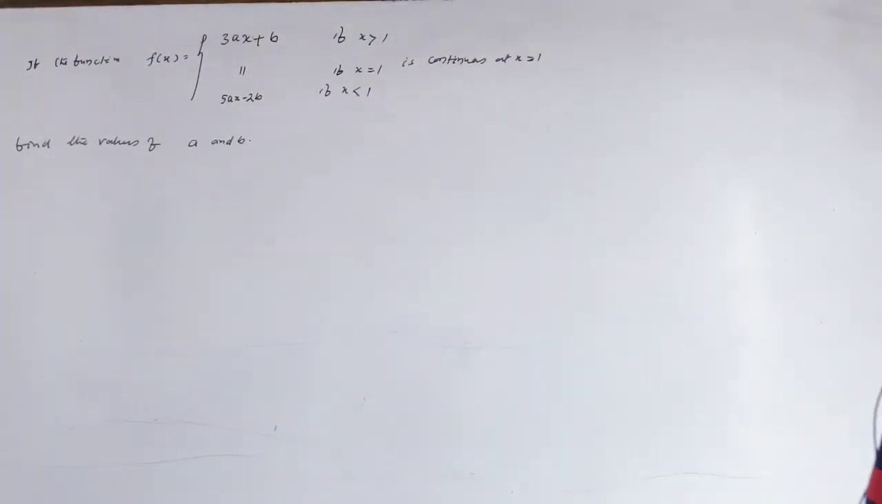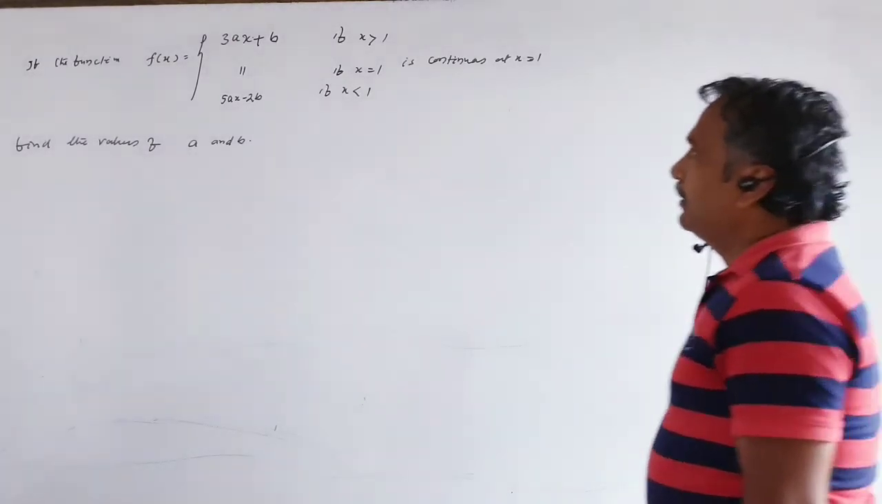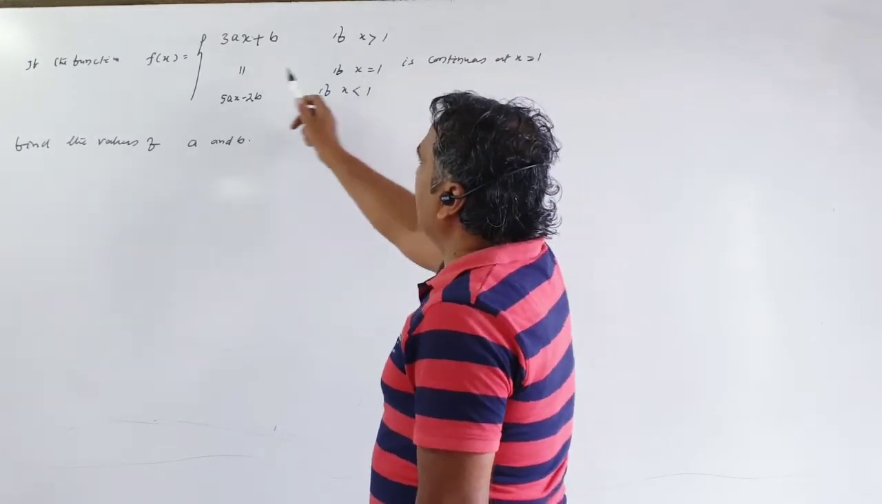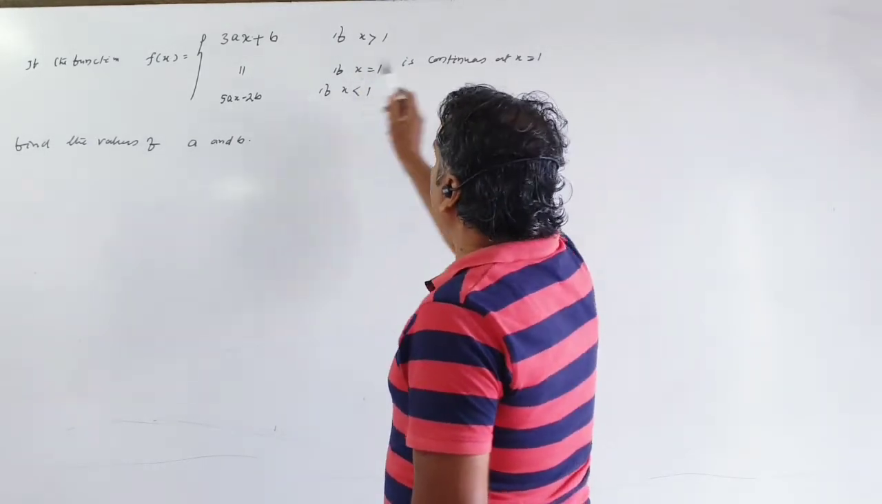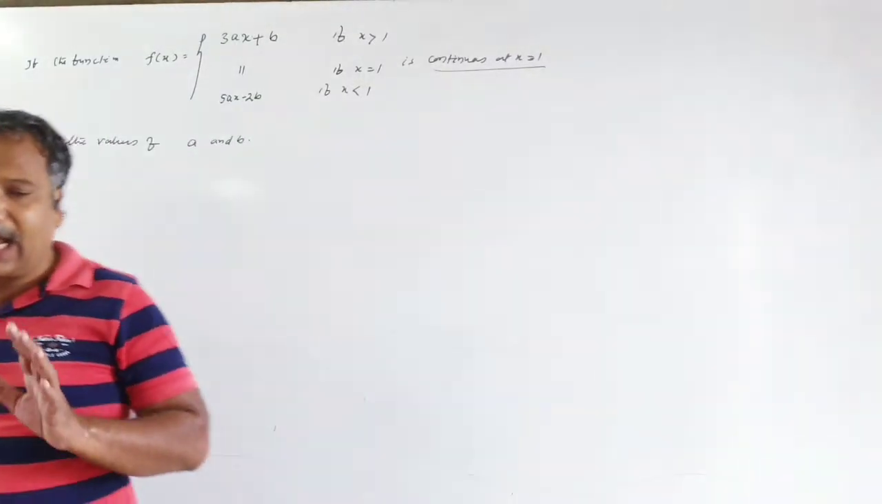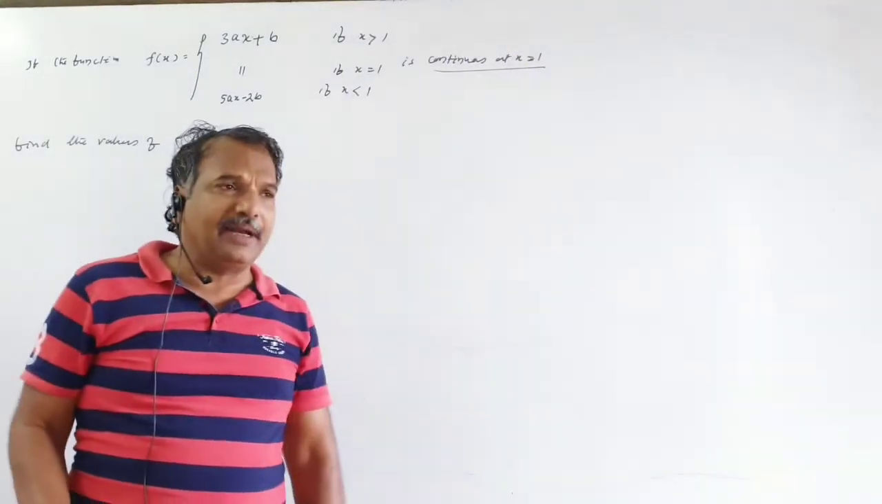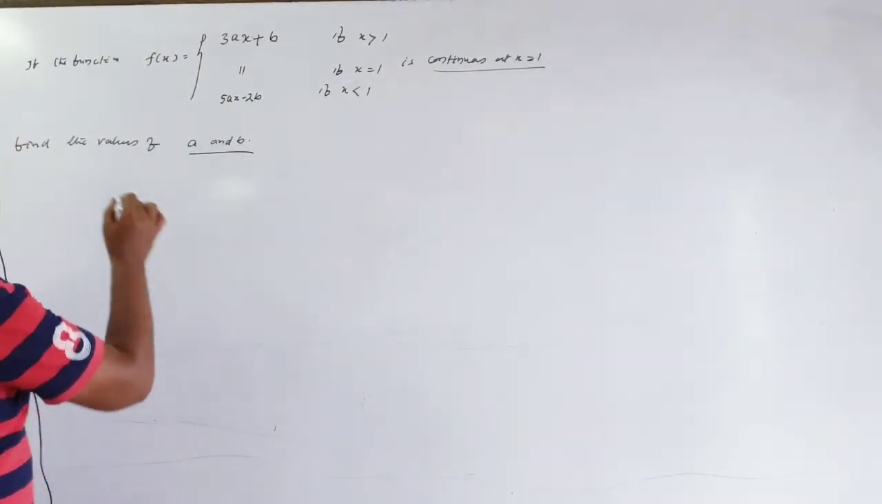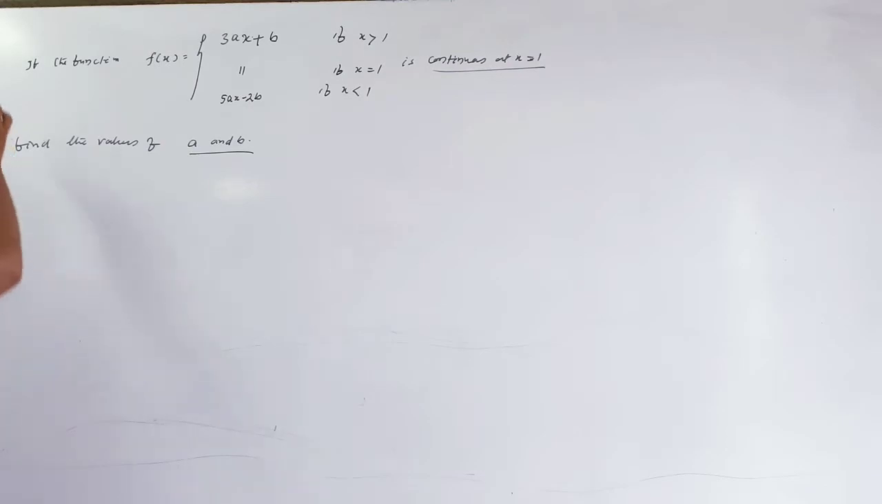Now this is another example. Here the function is given: if x is greater than 1, this one; equal to 1, this one; and less than 1, this one. It is continuous at x equal to 1. That means the left hand limit equals the right hand limit, which is also equal to f of x. Then find the value of both a and b. This is a very important example. Now the solution.